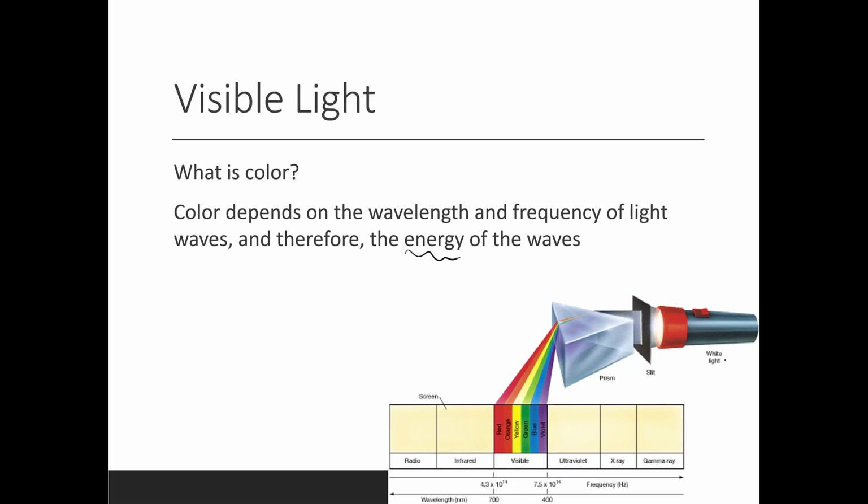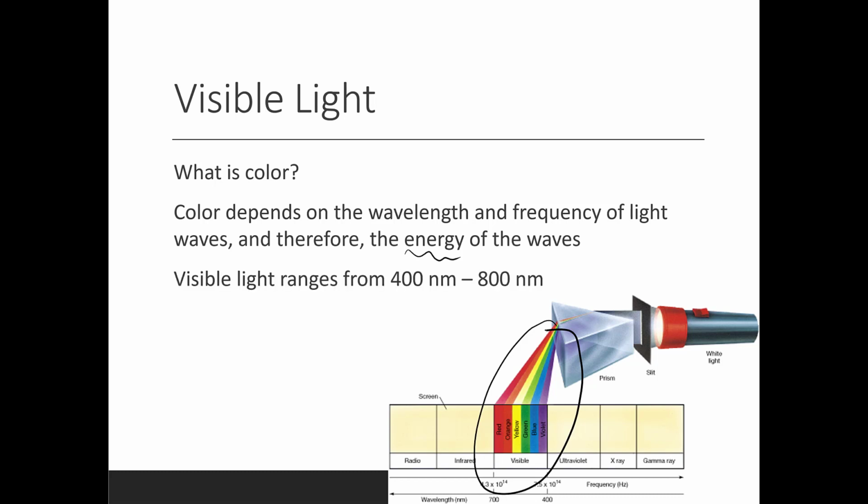If we look at white light, so from a flashlight or from the fluorescent lights in our classroom, it looks like one light. But you guys have seen those prisms, right? Where if you hold them up just right, they reflect that whole rainbow. So color depends on the energy of those waves. So the color that we see is literally light being emitted from whatever the object is that is emitting that color. Visible light ranges from 400 nanometers to 800 nanometers.